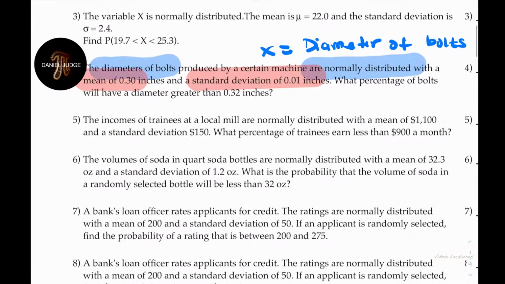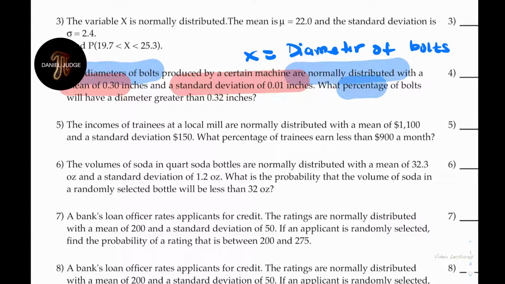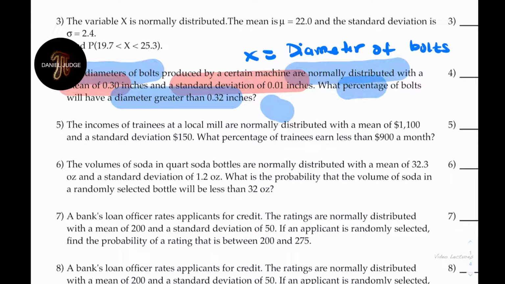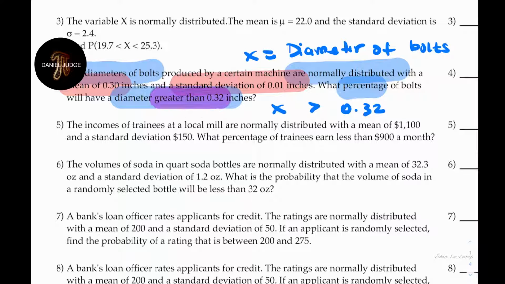They're going to ask us this question. It's a percentage question now. What percent of the bolts will have a diameter greater than 0.32? So this means X. Remember how X is the diameter again? X greater than 0.32. It is literally saying greater than this number here. This is the greater than symbol, and then you guys can see the number 0.32. So X is greater than 0.32.